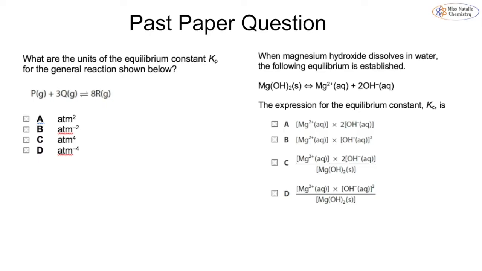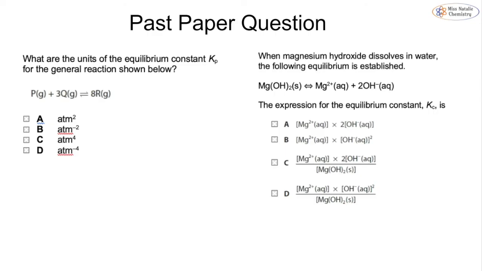So as with our other videos, let's finish off with some past paper questions. Firstly, we're given the reaction between P and Q in equilibrium with R, and we want to figure out the units of the Kp constant. Because it's Kp, it's going to be measured in atmospheres, and remember it is products over reactants.